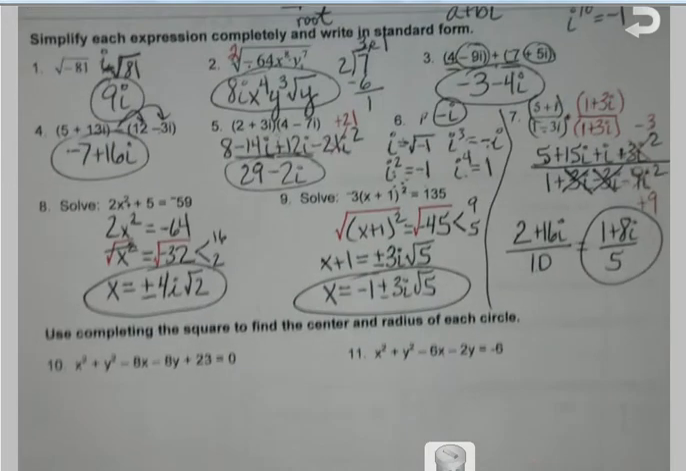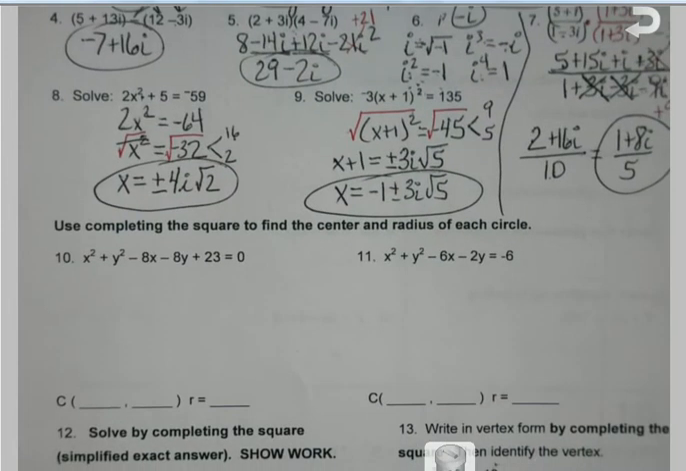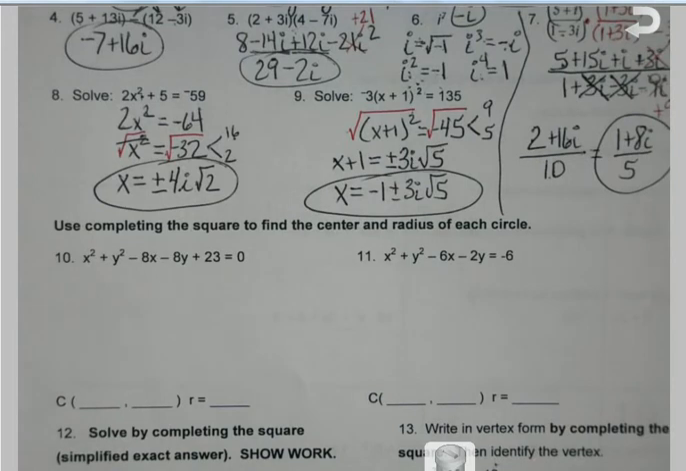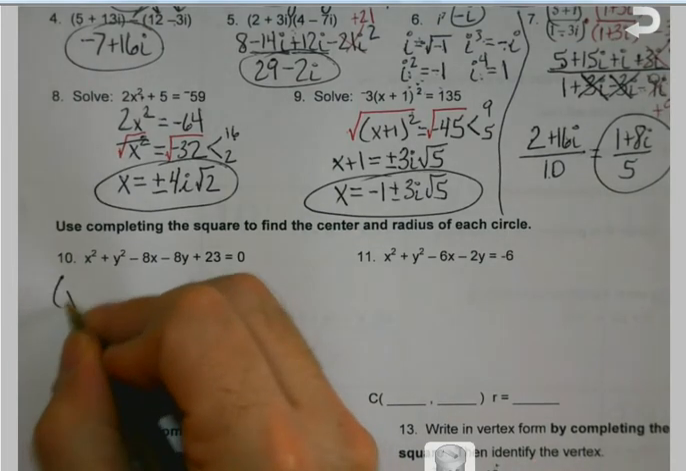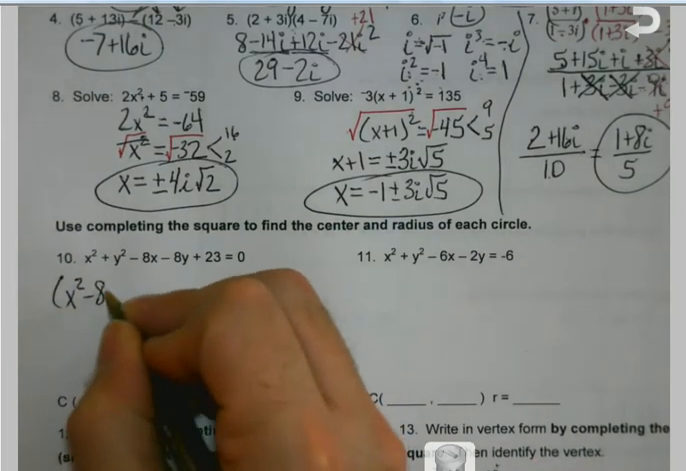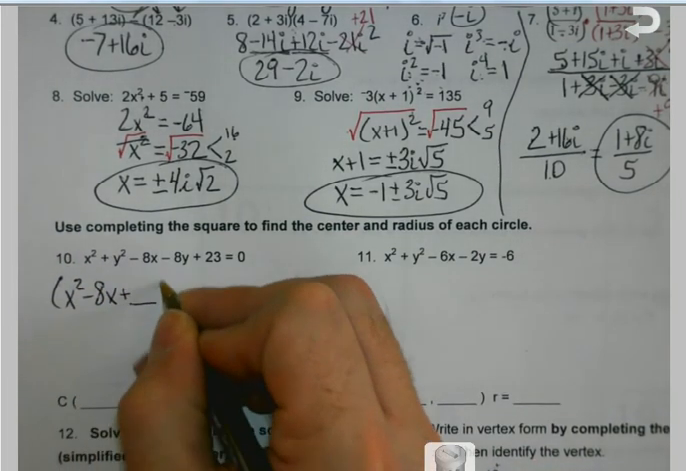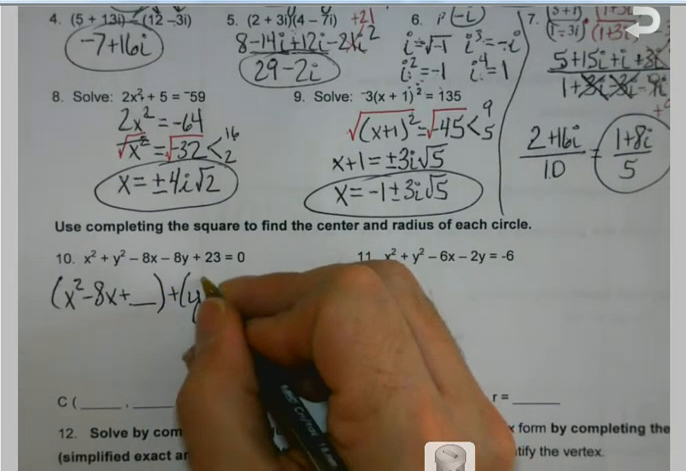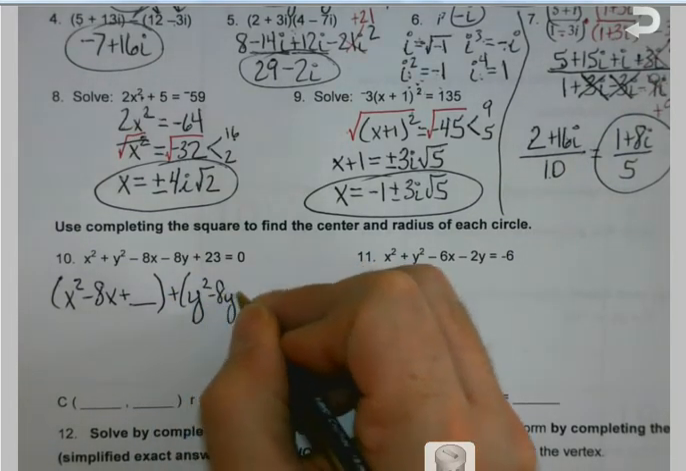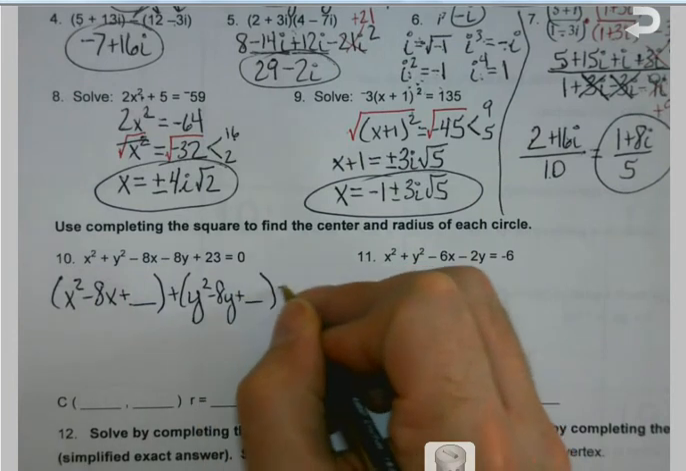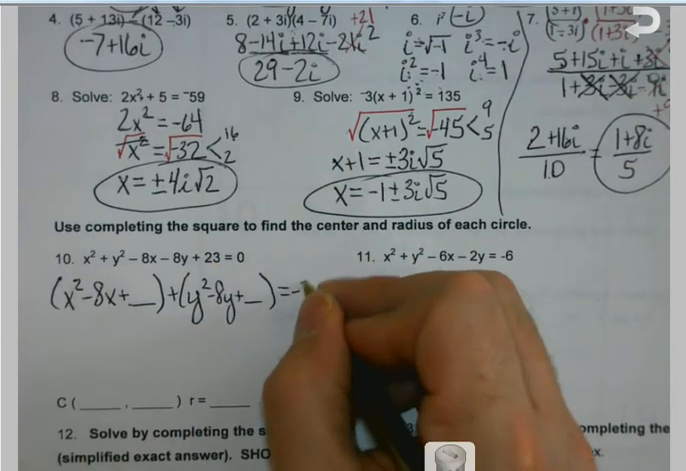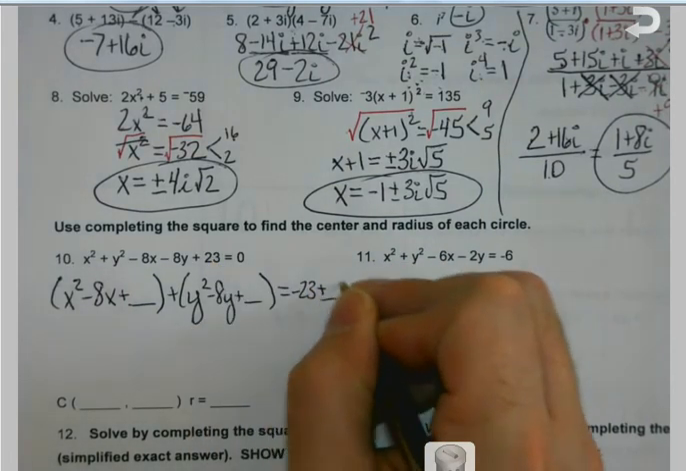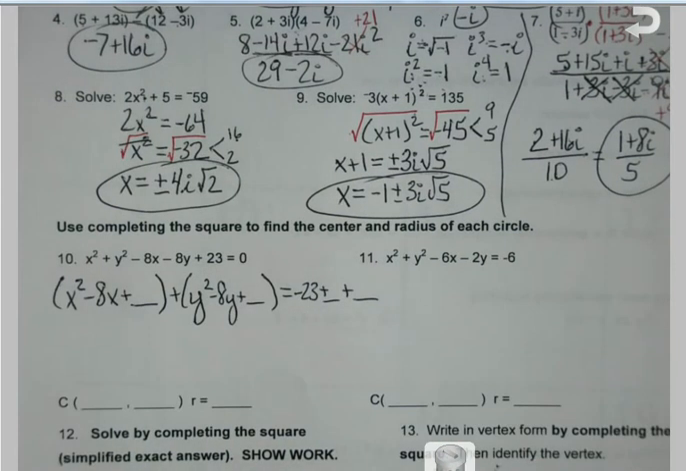All right, completing the square to find the center and radius of each circle. So these are the ones where I've got to complete the square twice. So I'm going to get together my x terms with a mystery number, my y terms with a mystery number, and then again I move the 23 to the other side and add whatever values I added in for my x's.